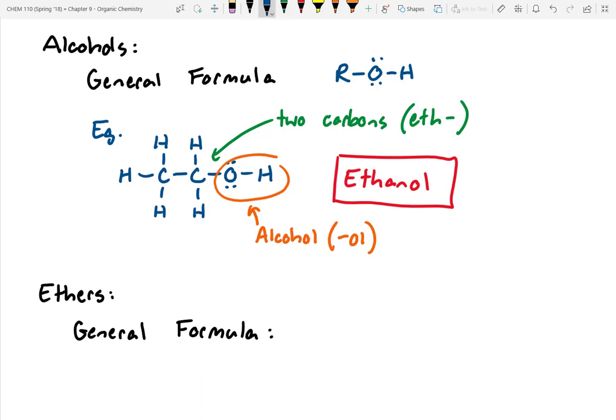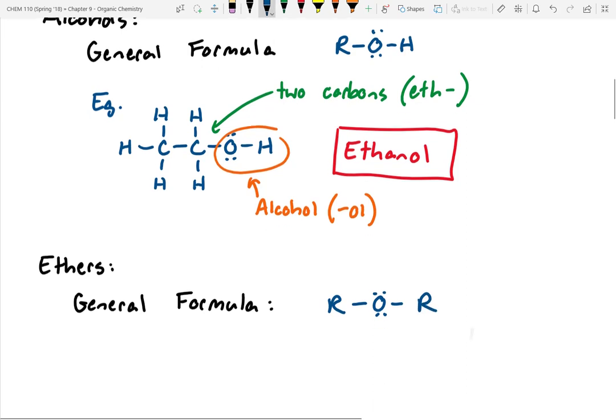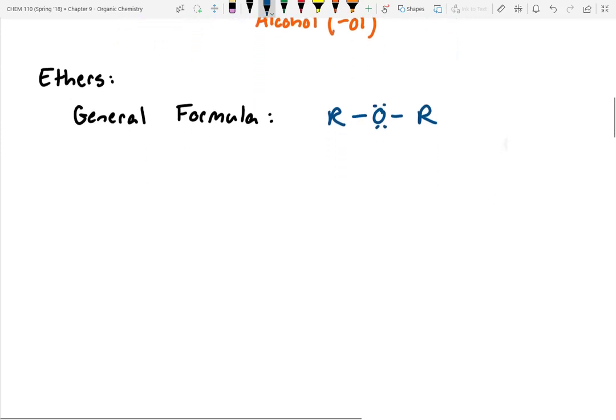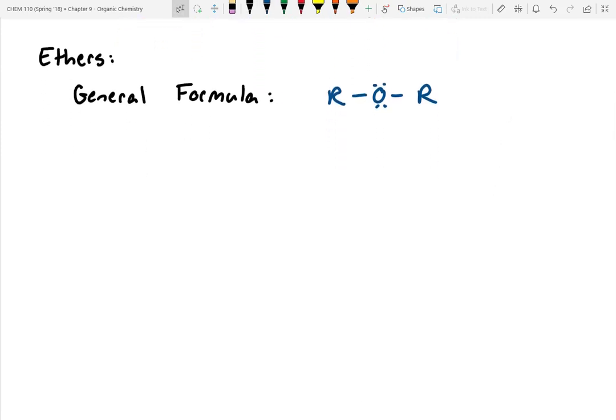An ether still has an R group as a placeholder, and it's still bonded to an oxygen, but instead of having an OH, it has another R group coming off the other side. So it's got 2 carbons attached to an oxygen in the middle. Let's make a note that there's no OH group.